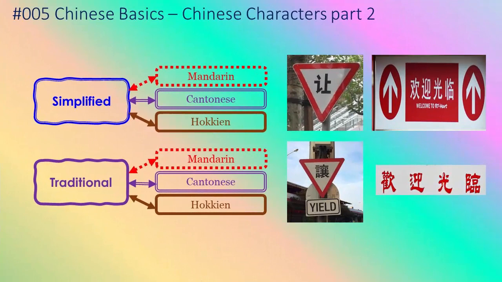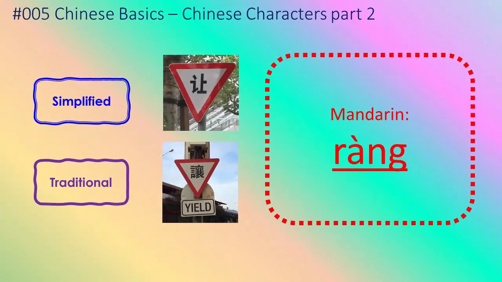Let's now try some examples. I have a traffic sign and also a signage that you would usually see in Chinese-speaking countries. Now let's find out how they are pronounced in Mandarin, Cantonese, and Hokkien. Our first example is a common traffic sign, which means yield. The top picture is written in simplified, while the bottom picture is written in traditional.